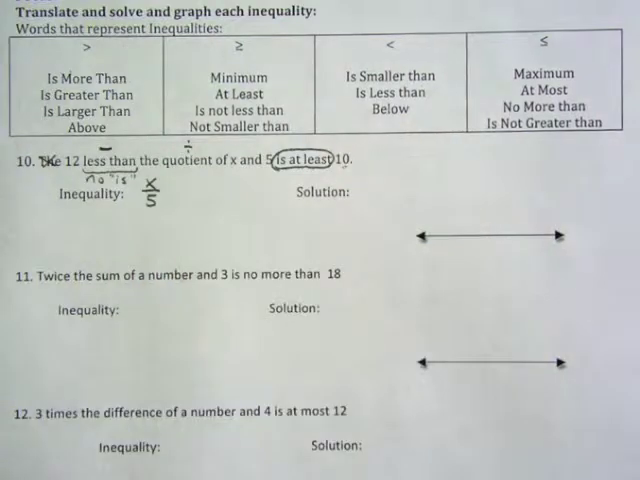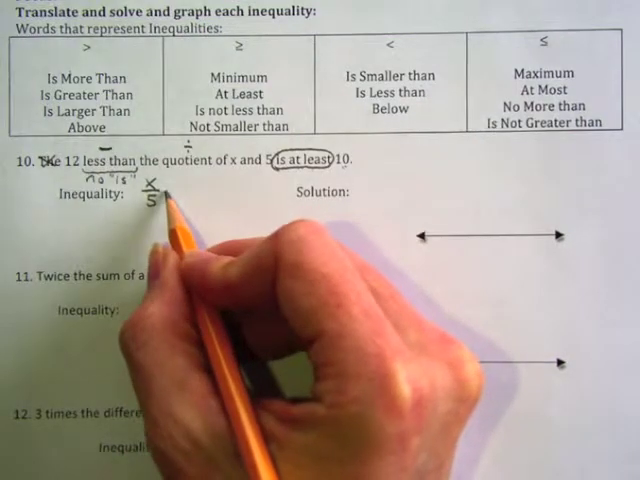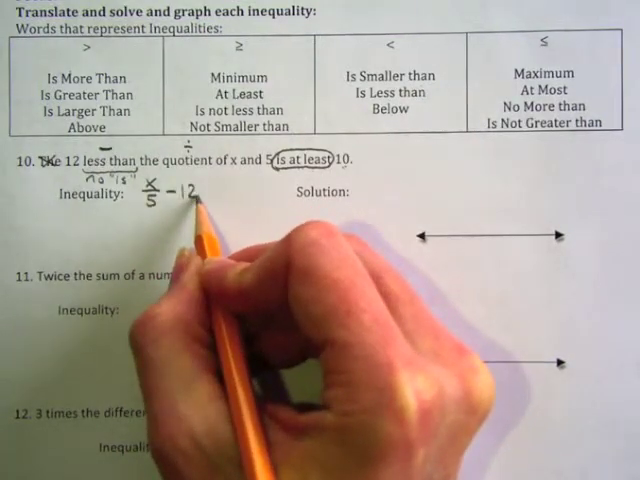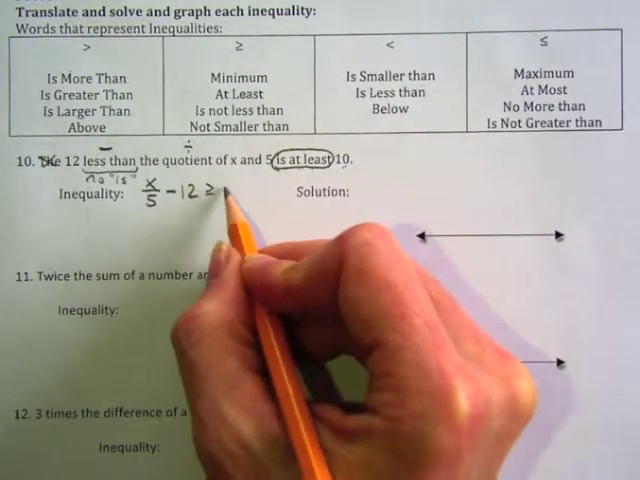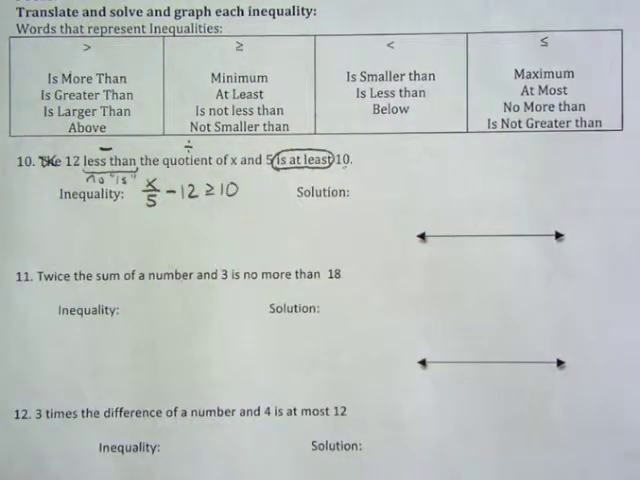As we've talked about many times in algebra, we don't write the division symbol in our equations. We put fractions for division. And then we want to subtract 12 from it because we have 12 less than that. Is at least, greater than or equal to 10. Okay, we're going to work through now and solve this.